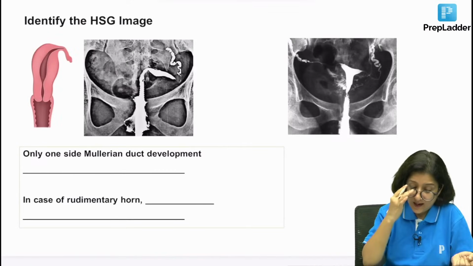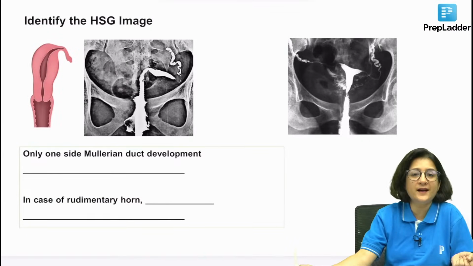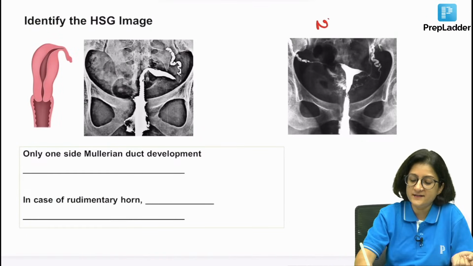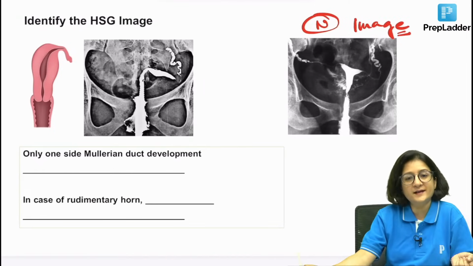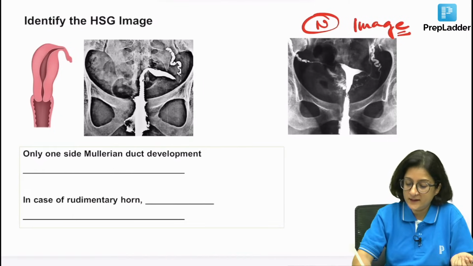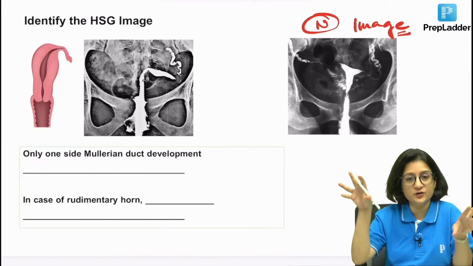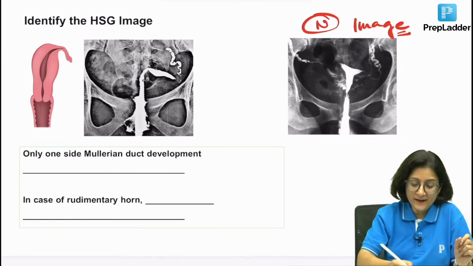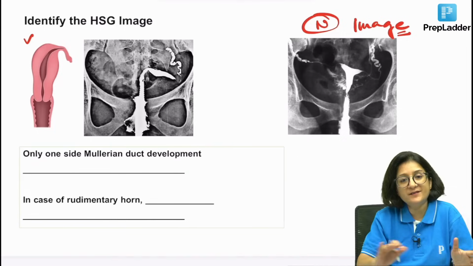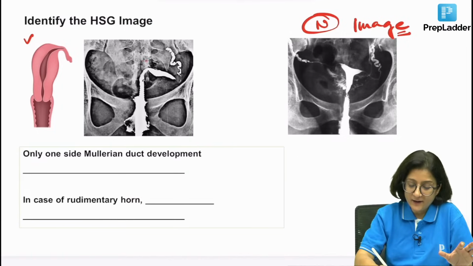Next image. Identify the HSG image. On the right is a normal image. You can see the uterine cavity, normal. You can see the dye coming out of the fallopian tubes, spilling of the dye. So identify the image on the left. You can see the dye is going only on one side.